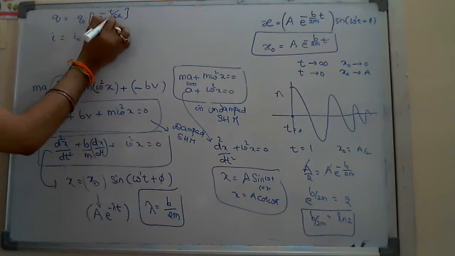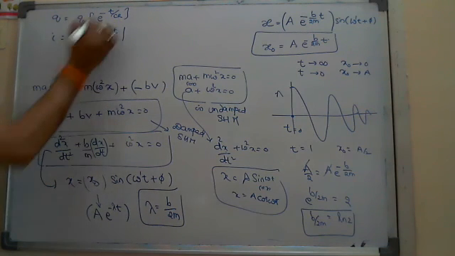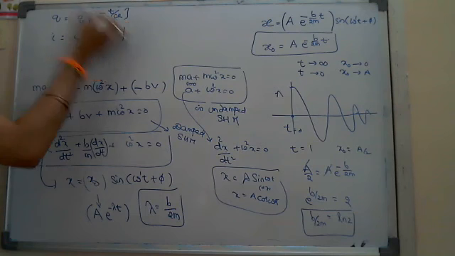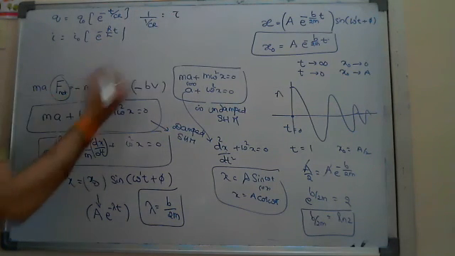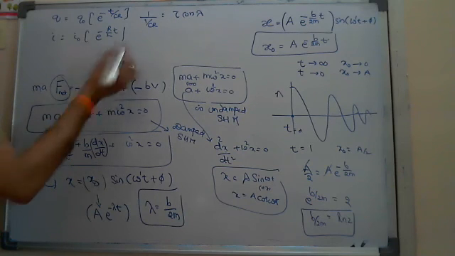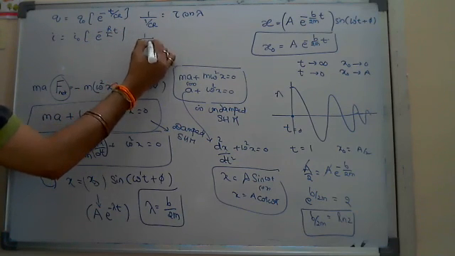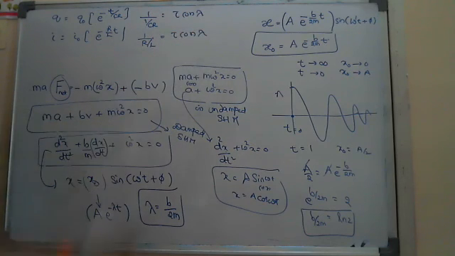The reciprocal of the time coefficient in the exponential term is called the time constant. The coefficient of time is 1 by CR. The reciprocal of 1 by CR is the time constant, represented with tau or lambda. Okay, so here the reciprocal of the time coefficient R by L is tau or lambda, the time constant.